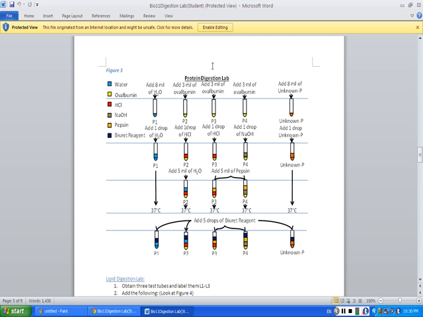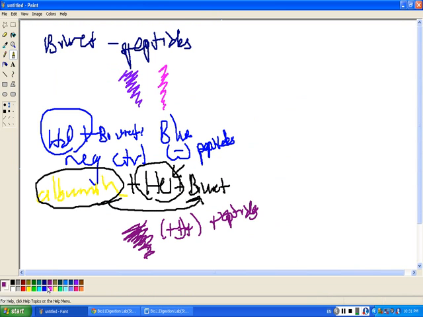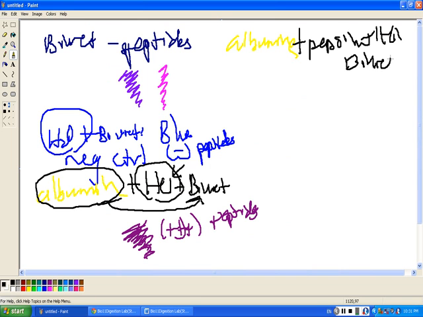Okay, so here in this next one, we're going to add albumin, some HCl, pepsin, and then the biuret reagent. So in this experimental design, we're going to add albumin, some pepsin, and some HCl as well. Of course, with biuret as well to test it.